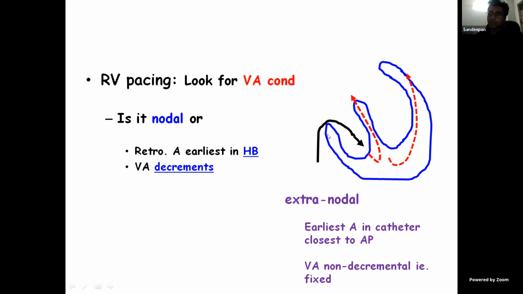Correct. So the reason for asking you this question is that you should have at least 3 catheters, right? One in the RA, one in the RV apex and one in the CS. And of course the RV apex catheter you can keep on moving around. If the earliest A appears in the RA somehow, you might want to suspect a free wall pathway, correct? So this diagram is clear. Can I move ahead? Yes, sir.